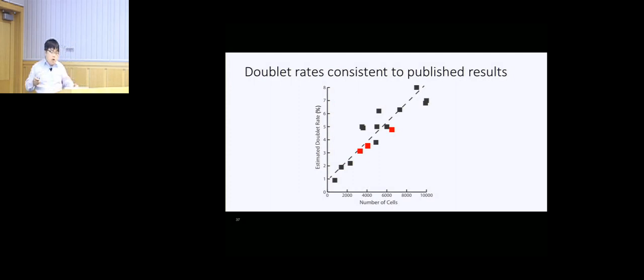We plotted this doublet rate against the previously published paper by Zhang et al. in Nature Communications, and this is our estimated doublet rate. These are very in line with what others have done experimentally, usually using human and mouse mixtures, and they look very concordant.